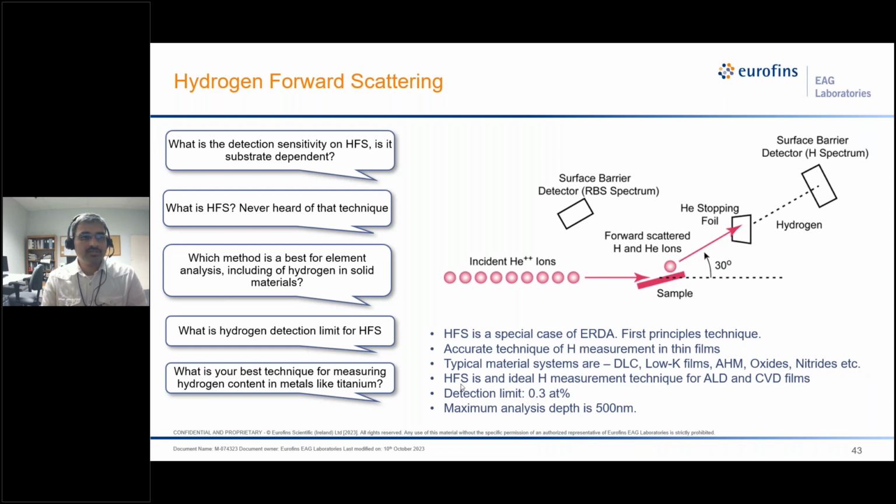And HFS is the ideal measurement technique for ALD and CVD films. By the nature of the deposition, the ALD and CVD films always have hydrogen in them, so HFS is the ideal technique for them. We have received questions regarding what the detection limit is. The detection limit is 0.3 atomic percent, and the maximum analysis depth is 500 nanometers.